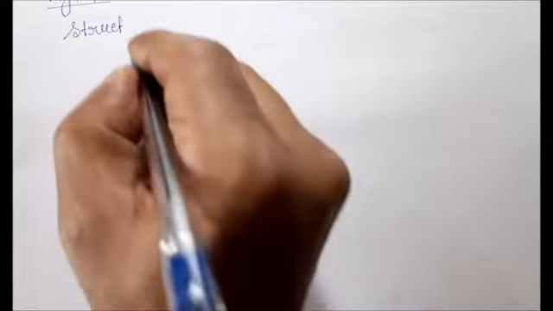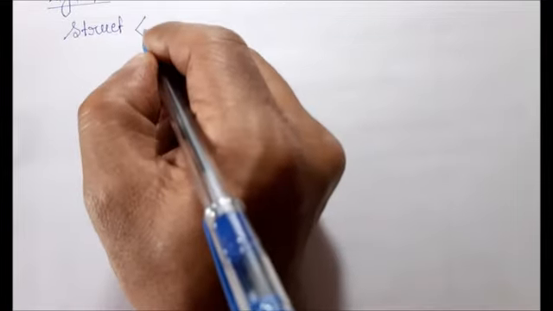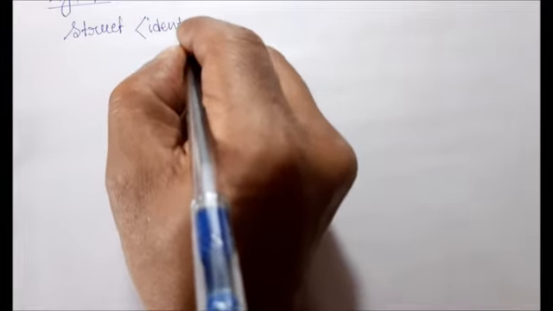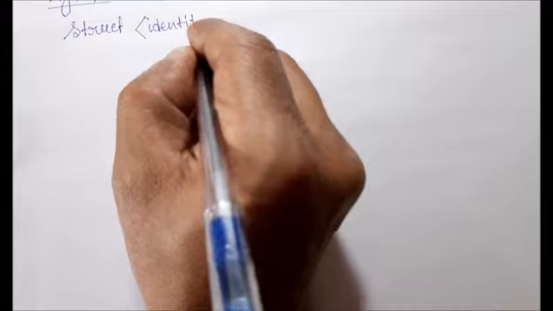So, the next question is how can I declare a structure? If I consider the syntax to declare a structure, first we have to use the keyword struct. Struct is a keyword, then you have to give some identifier or you can say structure tag. That is the name of the structure.